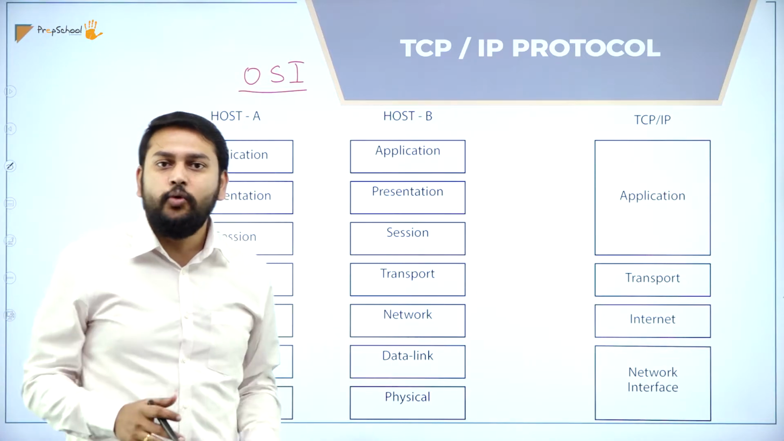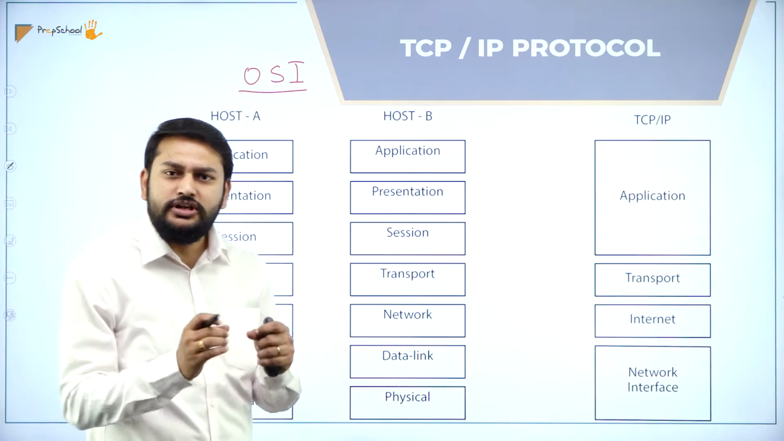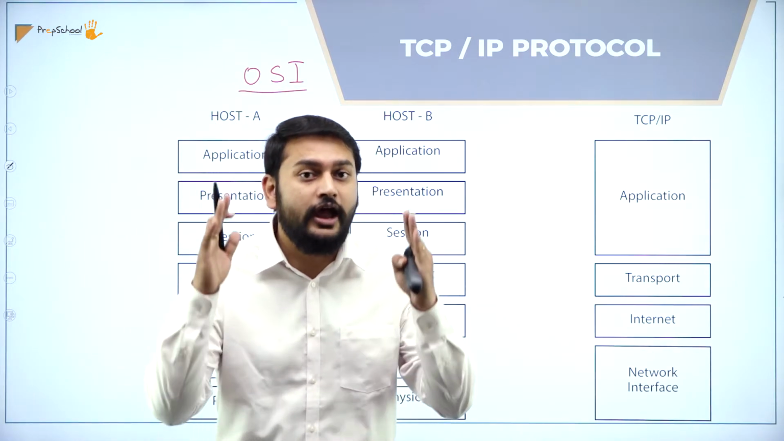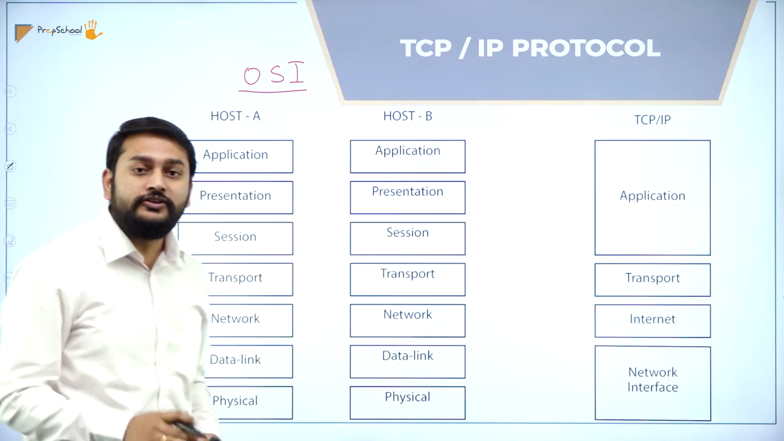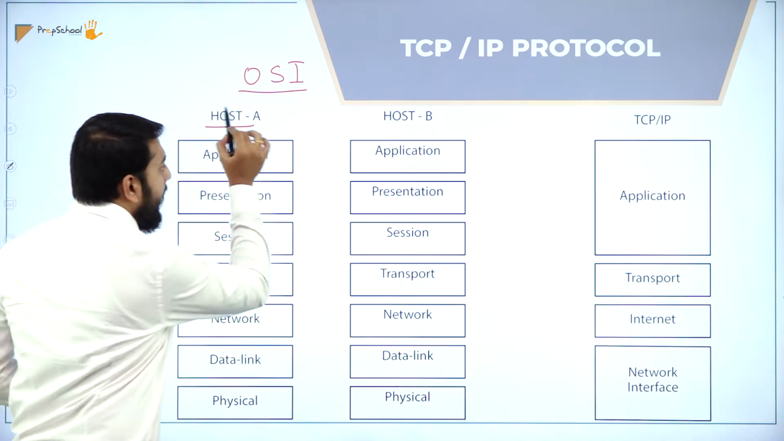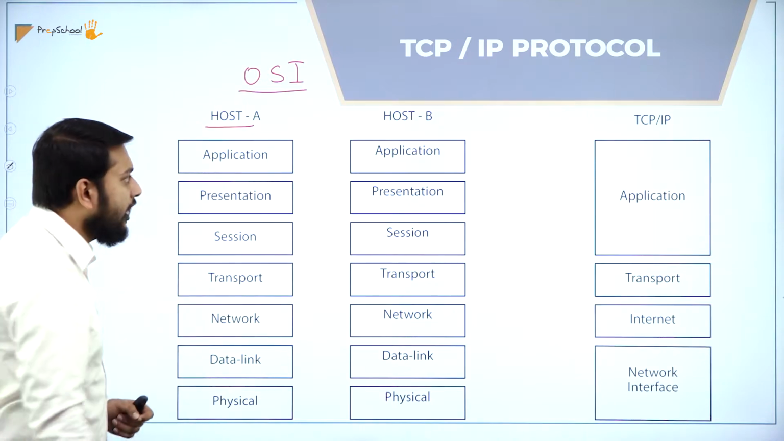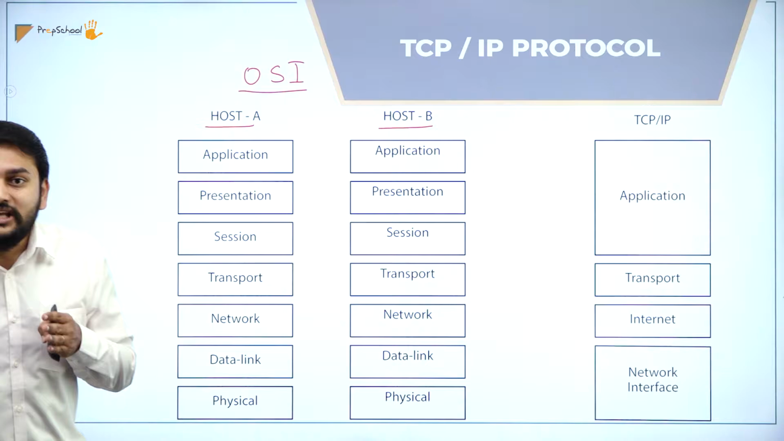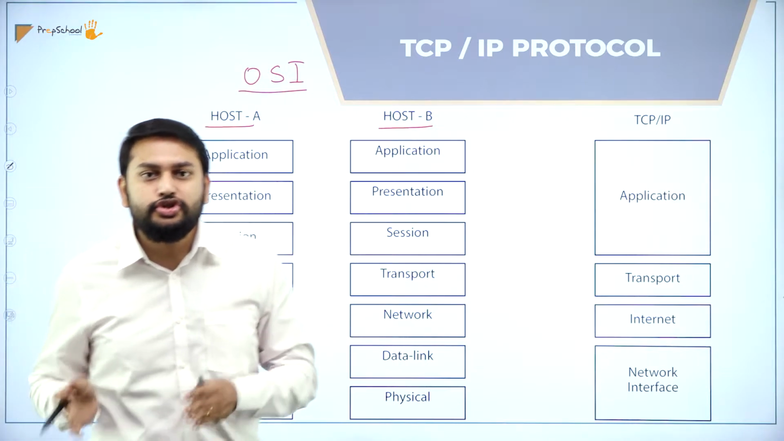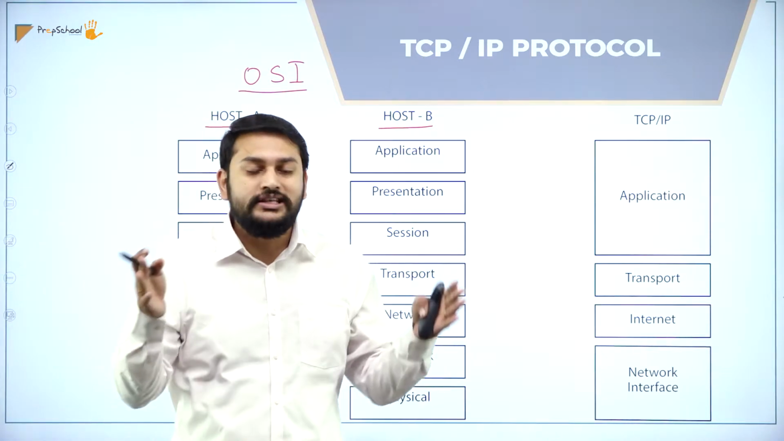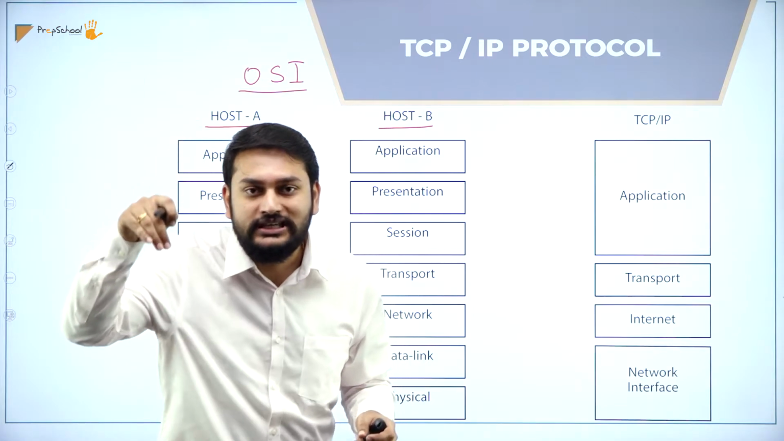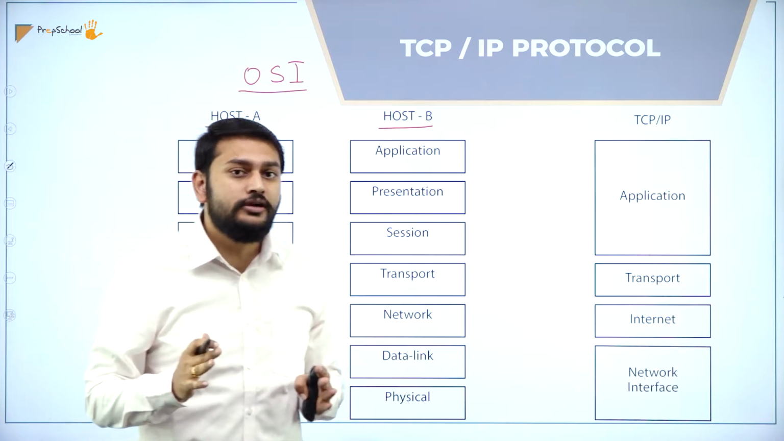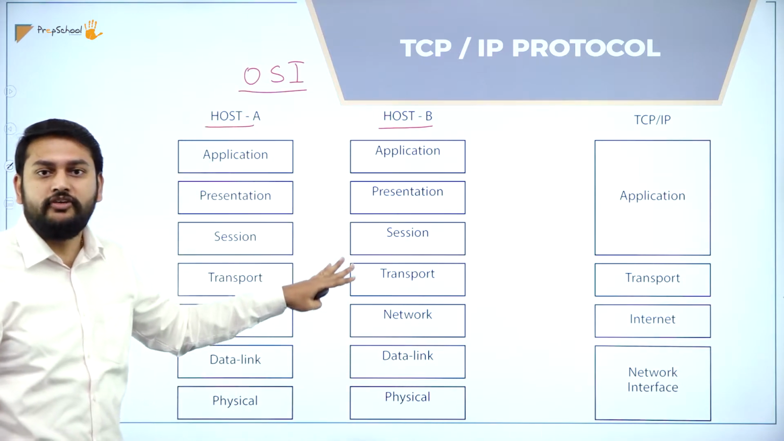How exactly is the OSI reference model working? Let me tell you a small simple story. Imagine I have two systems. I will call the first system host A, and the other system host B. From host A, I need to send some message to host B. So how do I send it? How exactly is the message getting transmitted from host A to host B? That's what we are trying to understand with the help of this OSI reference model.